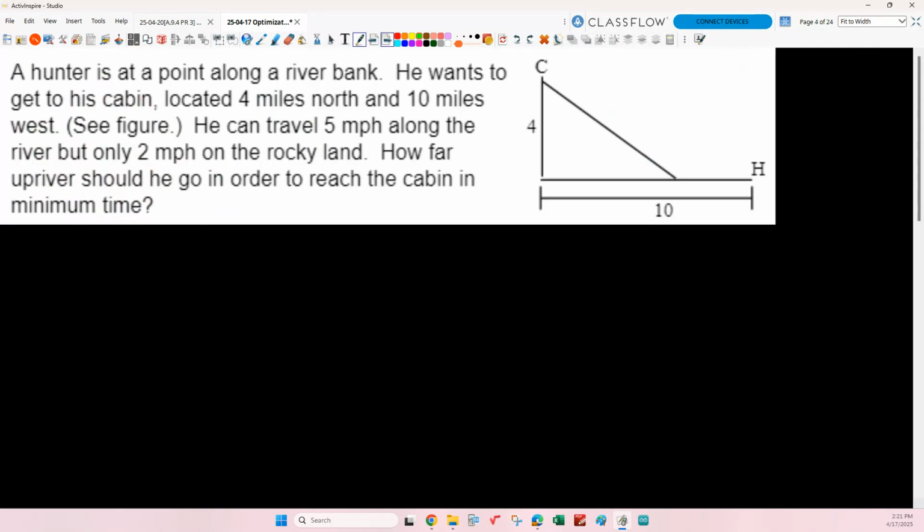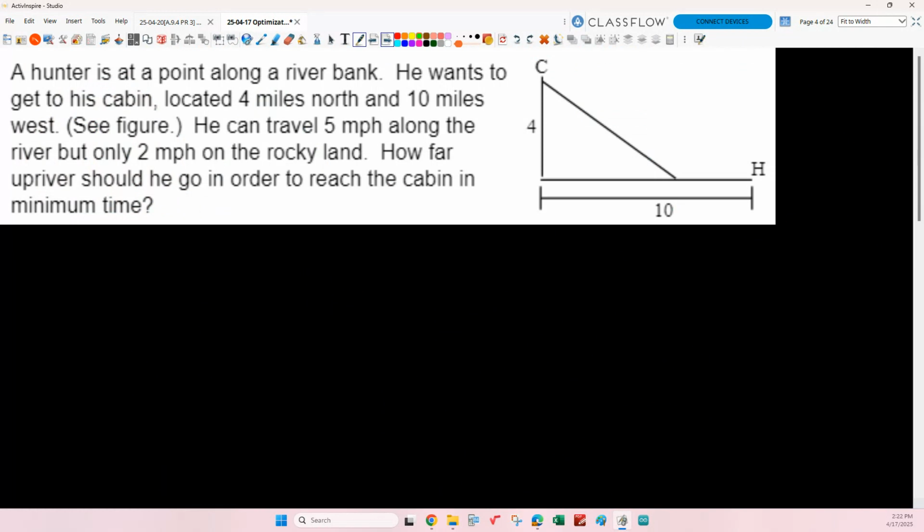Okay, the other one that's really kind of a cool one to do, that's important, is one like this. So a hunter is at a point along a riverbank. He wants to get to his cabin, which is located 4 miles north and 10 miles west. Okay, the river runs east-west. Okay, he can travel 5 miles per hour along the river, but only 2 miles per hour on the rocky land. So how far upriver should he go in order to reach the cabin in minimum time?